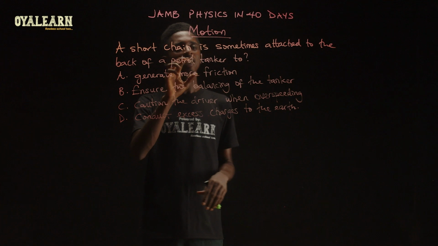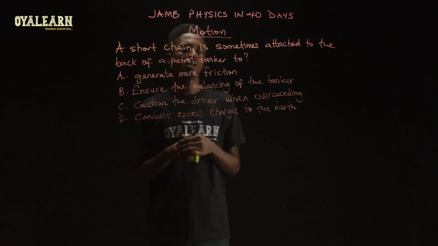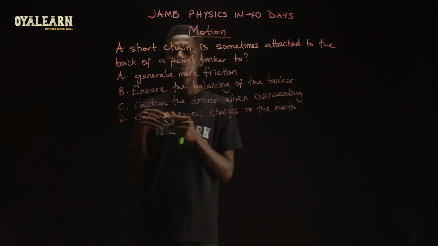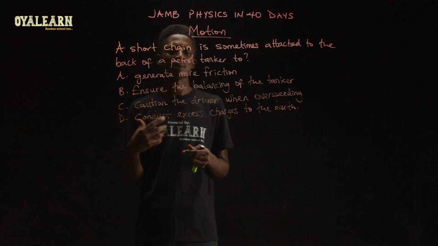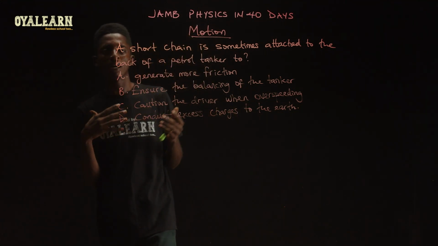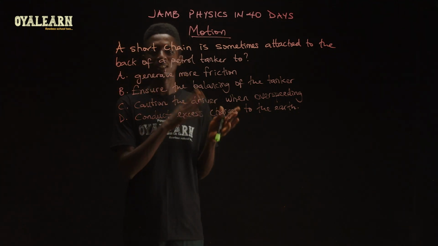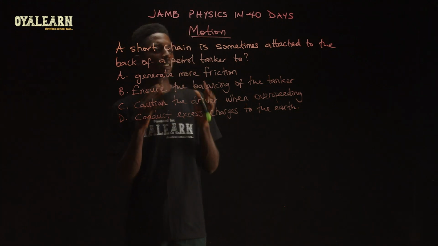A short chain is sometimes attached to the back of a petrol tanker too. And now in this case, we see that oftentimes when we see petrol tankers, there's usually a chain behind them that is just let off, right? Now, although this is hardly in practice nowadays, back then it was always a common thing to see around, right?